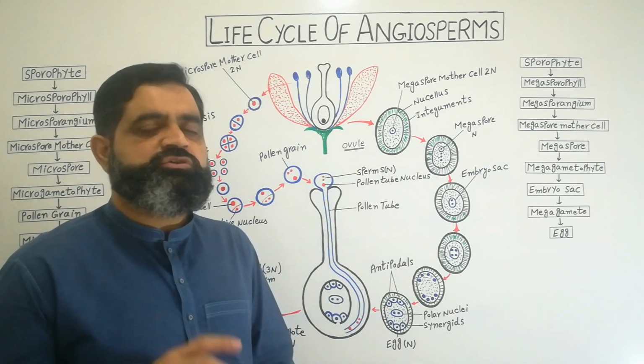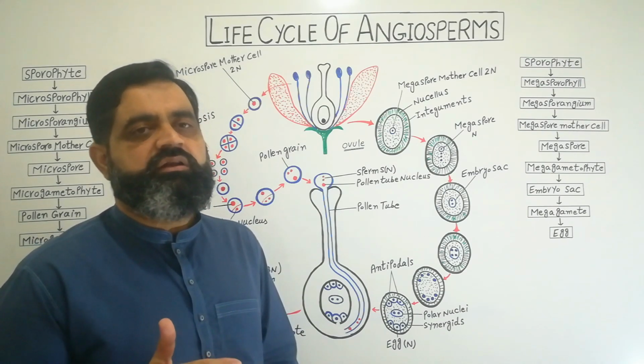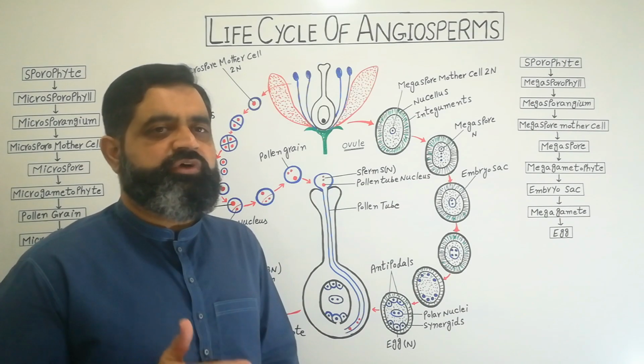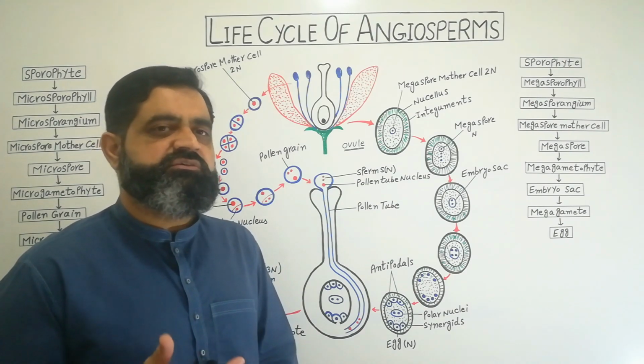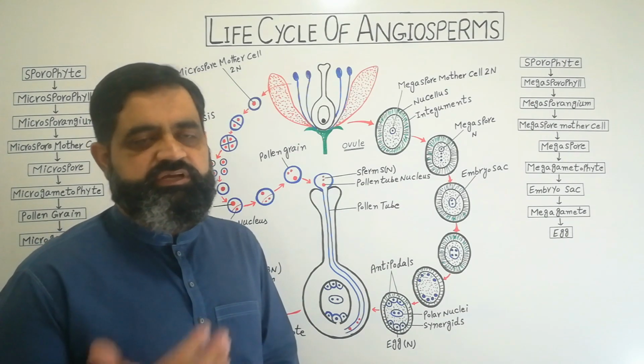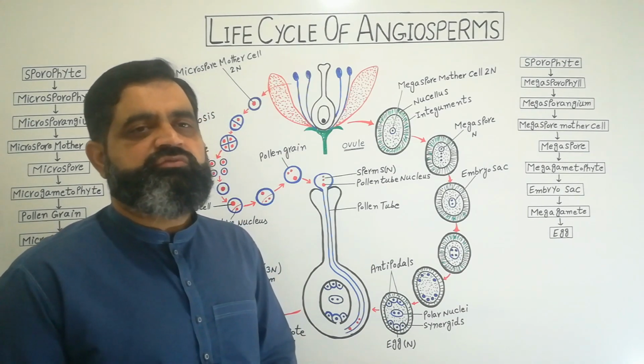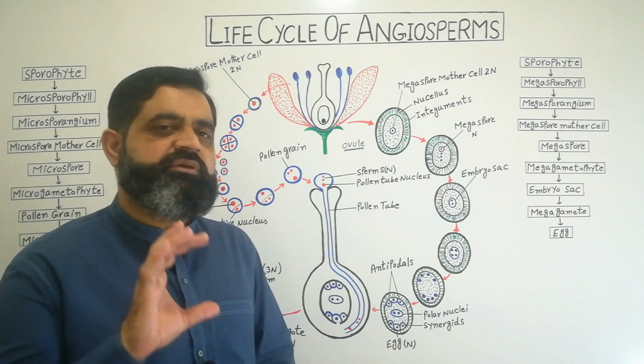The main focus of this lecture is the life cycle of a flowering plant. First of all, a sporophyte plant produces flowers which contain male and female parts, as you already know. Now I am going to discuss these parts in detail. First of all, I am going to explain the female part of the flower.